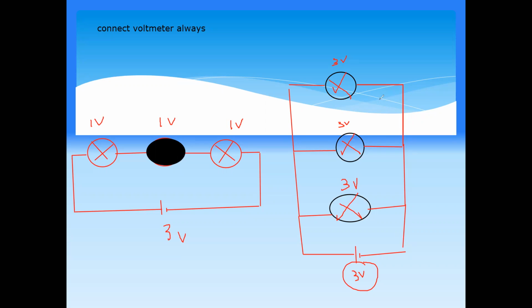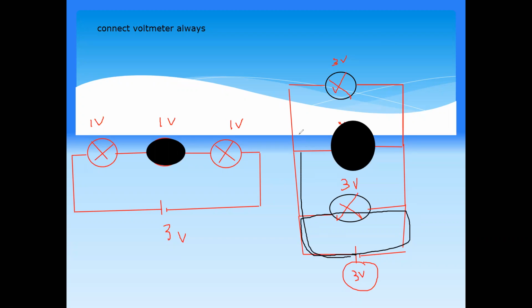But what is the advantage here for a parallel circuit? For example, if this lamp is faulty, the circuit will continue to work. Why will it continue to work? Because the charges have other paths to flow, so they can flow through the other path and the other components will still work. So parallel circuits have more advantages as compared to series circuits.